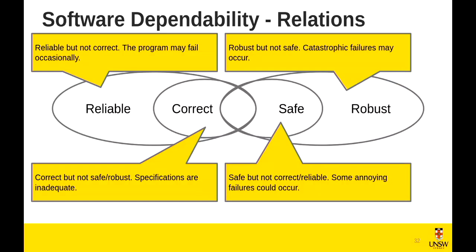And the last situation is robust but not safe. This means that it could have some very severe failures. It is generally robust. It can cover some corner cases. It's robust, but it is not safe. It means that there are some severe failures that the system may not correctly respond to.